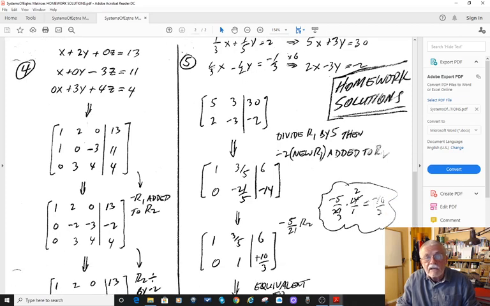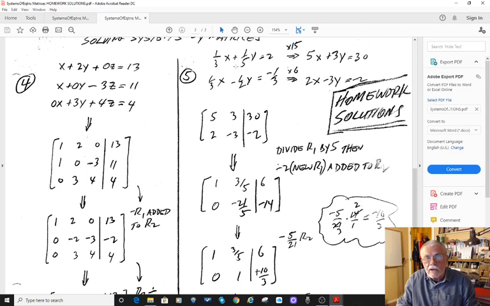And over here, the LCD is 6, so I multiply by 6. I get 2x minus 3y equals negative 2. So this crazy tableau, this crazy set of 2 equations, 2 unknowns, clearing the fractions, I get this. Okay, so what do I do?